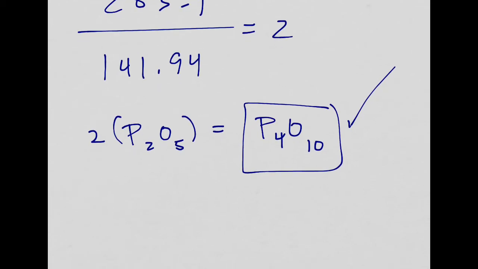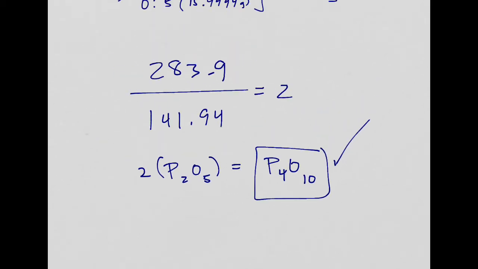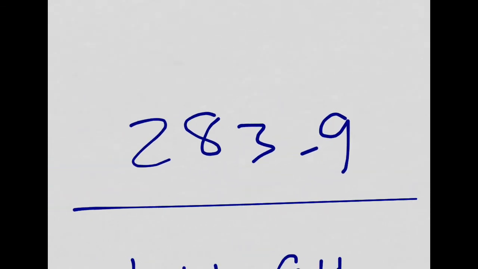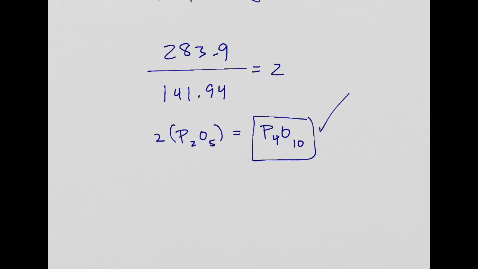And in fact, if you consulted with the periodic table and you did 4 times 30.97, which is the molar mass for each one of the P's, and 10 times 15.9994 grams, you would get 283.9. No surprise there, I hope.